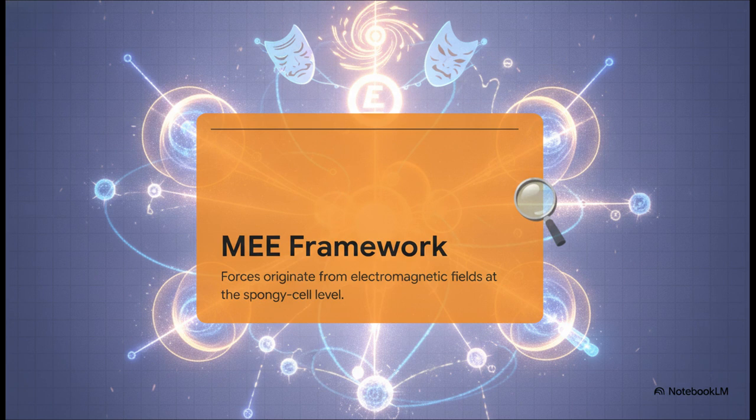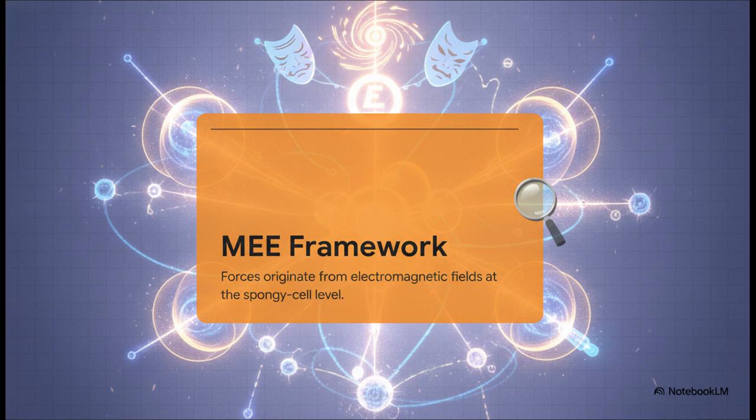The radical idea here is that gravity, the strong nuclear force, and the weak nuclear force, they're all just macroscopic illusions. In reality, all physical interactions originate from electromagnetic-like fields and charges operating right down there at that tiny, spongy cell level. Every force you know is really just a different mask worn by electromagnetism.